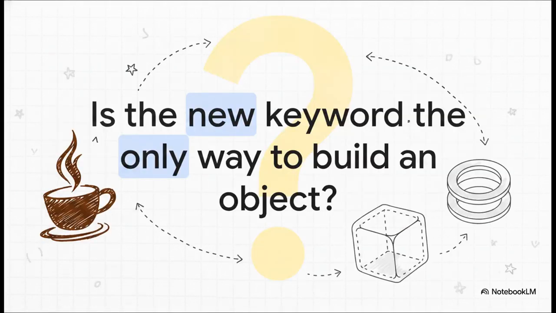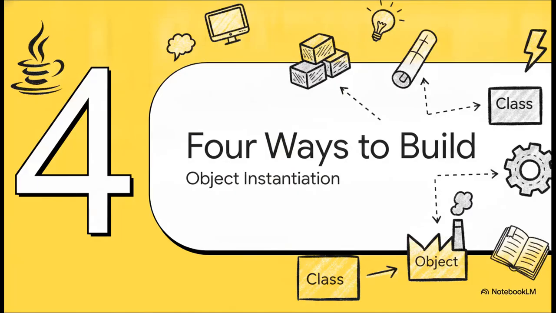Now, pause for a second and just think about what we did. We used the new keyword, which is incredibly common. But let me ask you this, is the new keyword the only way to build an object in Java? Let's find out in part 4, 4 ways to build.